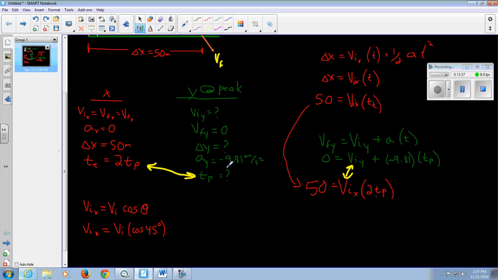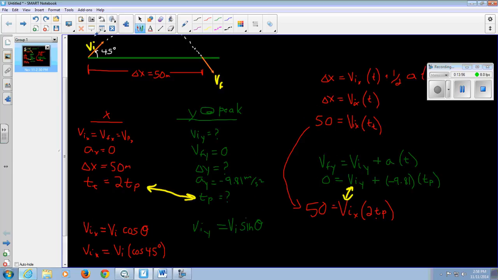And in the y direction, I know that my initial velocity in the y direction is equal to the initial velocity vector times the sine of the angle. Okay, this initial velocity vector times the sine of the angle for my y component. And we still don't know what that initial velocity vector is, but maybe you can start seeing where this is going to go. We do sine of 45.